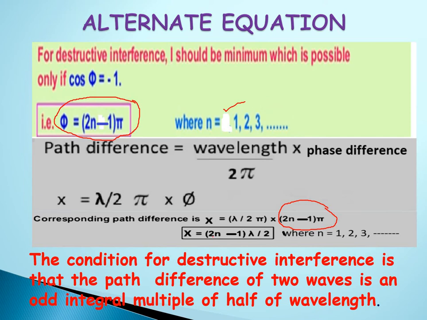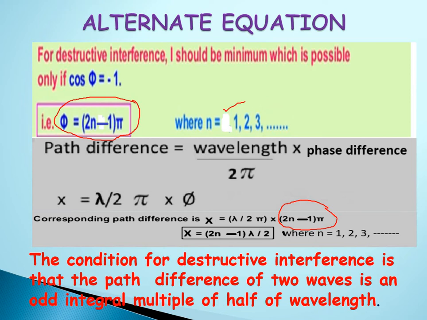Now we will substitute and see. 2 into 1, 2. 2 minus 1, 1. Again 1 lambda by 2. When n is equal to 2, 2 into 2, 4. 4 minus 1, 3. 3 lambda by 2. When n is equal to 3, 3 into 2, 6. 6 minus 1, 5. 5 lambda by 2. Again the condition is the same. Lambda by 2, 3 lambda by 2, 5 lambda by 2, 7 lambda by 2. It goes on like that.